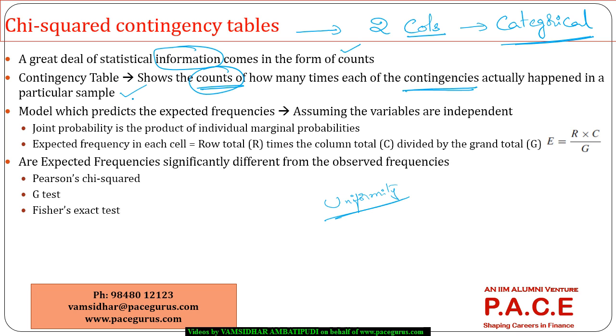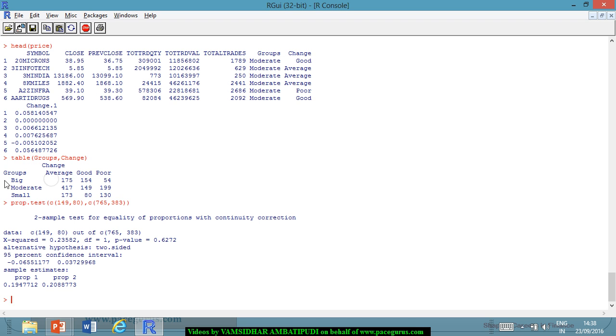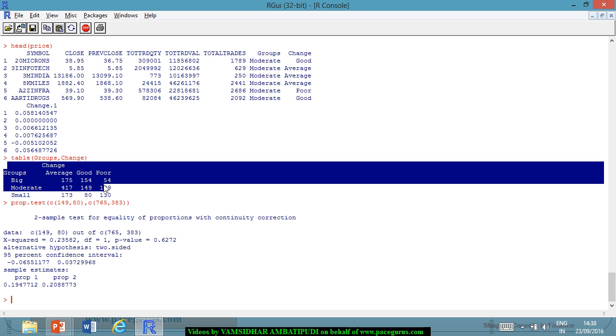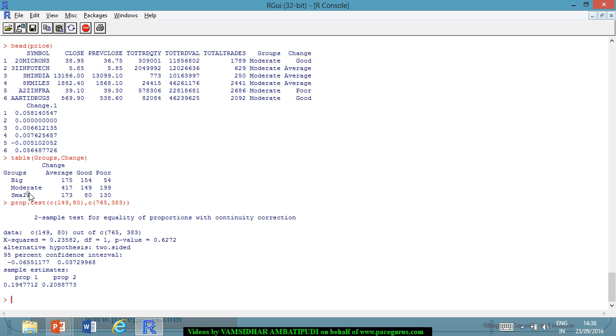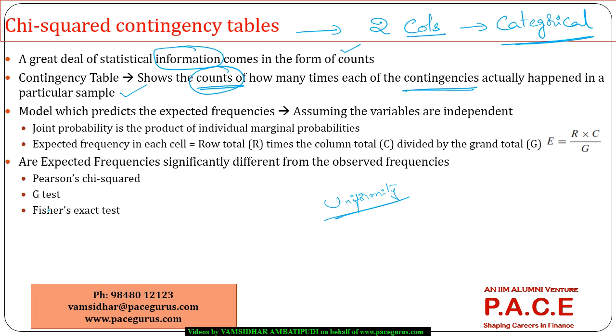So that is what we are computing, and a simple table on one or more columns will create a contingency table like this. We have the groups big, moderate, small. We have the changes: average, good, poor. And a tabulation of the values like this is what we create as a contingency table.